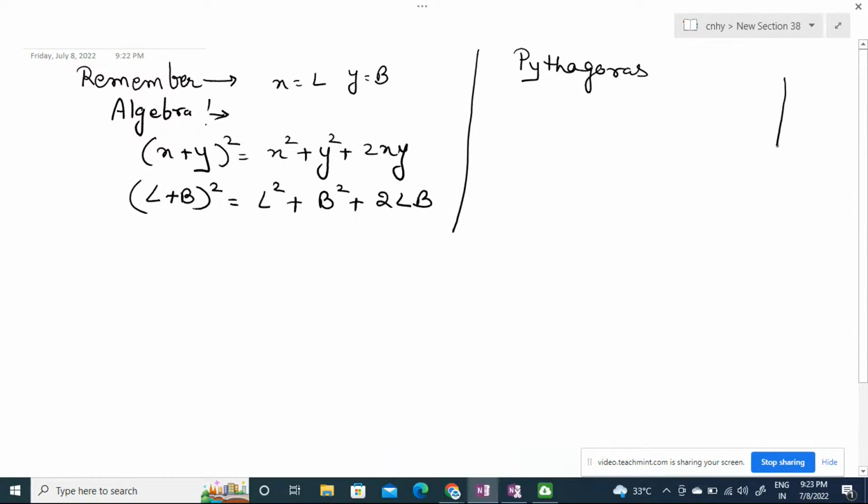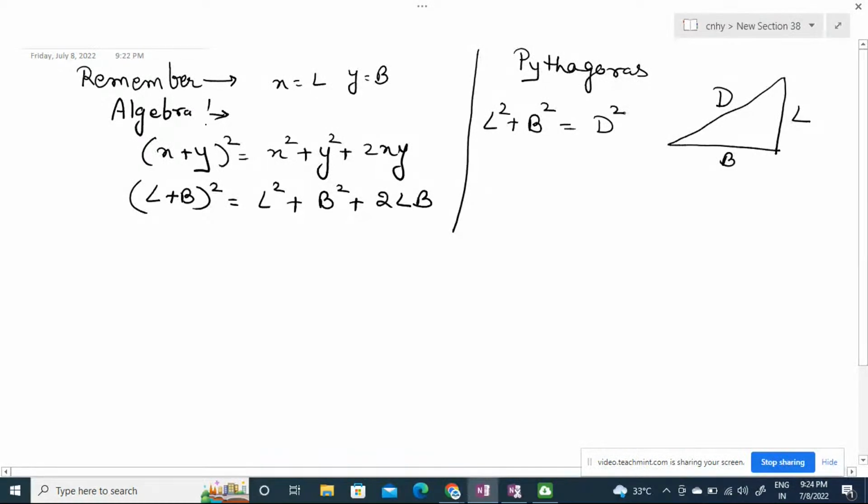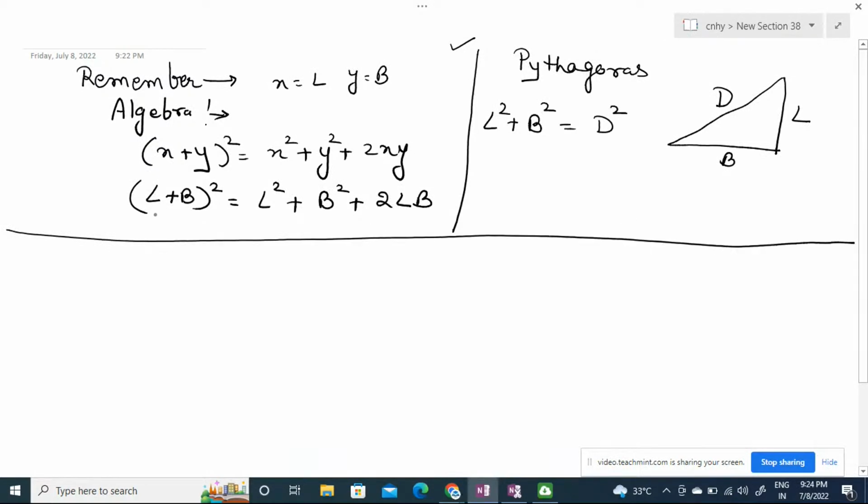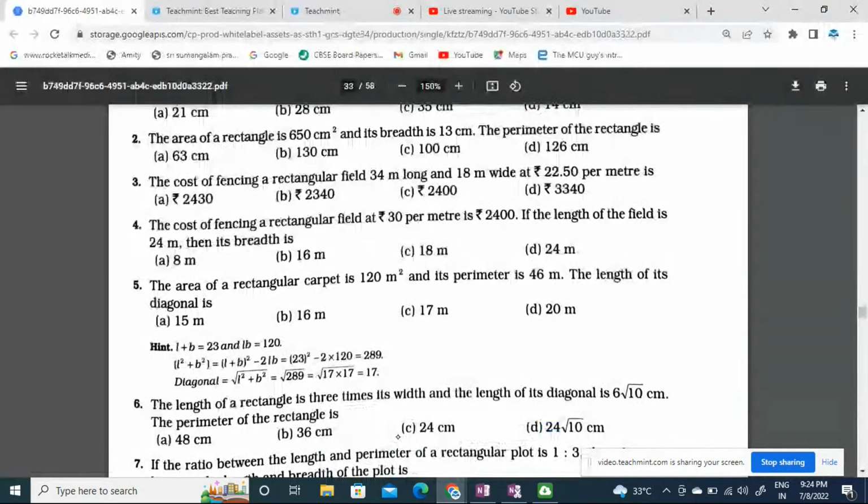Now there's a relationship known as the Pythagoras relationship. I'm not going into detail, but I'm just giving you a glimpse of that. For example, this is L, this is B, and this is the diagonal. So there's a relationship between them: length square plus breadth square is equal to diagonal square. So these are the two relationships which are going to be used in this question. Now in this question that is given to you, area is equal to 120 square meters and perimeter is equal to 46.